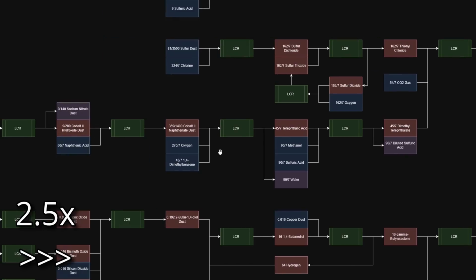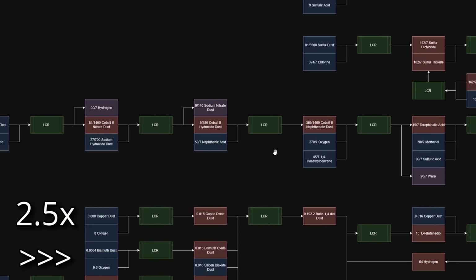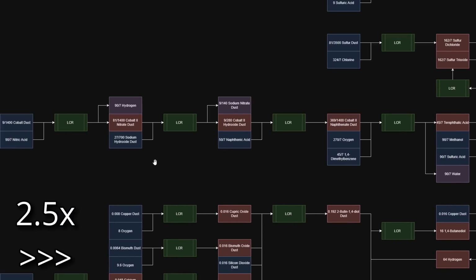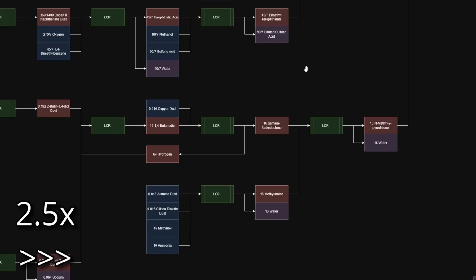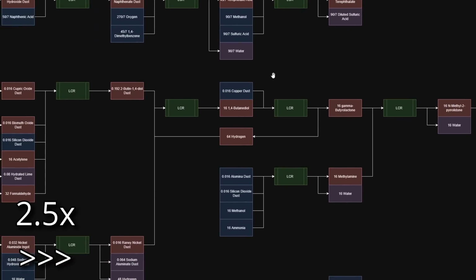Terephthalic acid comes from cobalt-2 naphthenate dust, oxygen, and 1,4-dimethylbenzene. Cobalt-2 naphthenate dust comes from cobalt-2 hydroxide dust and ethylenic acid from oil processing. Cobalt-2 hydroxide comes from cobalt-2 nitrate and sodium hydroxide, and cobalt-2 nitrate comes from cobalt and nitric acid. The N-methyl-2-pyrrolidone comes from gamma-butyrolactone and methylamine. The methylamine comes from alumina, silicon dioxide, methanol, and ammonia. The gamma-butyrolactone comes from 1,4-butanediol and copper dust.